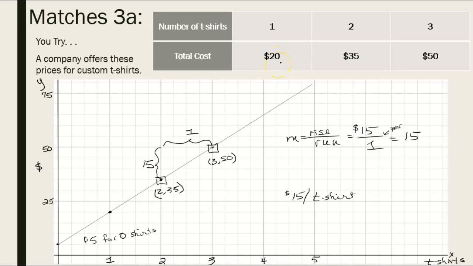So $20 for the first shirt, which is $5 more, and then I start paying $15 per shirt after that. That's why we're putting an extra 15 on there for every extra shirt that we get. That's our slope of 15.